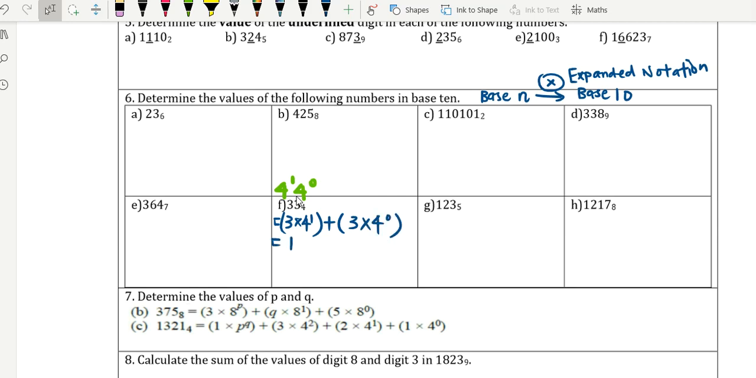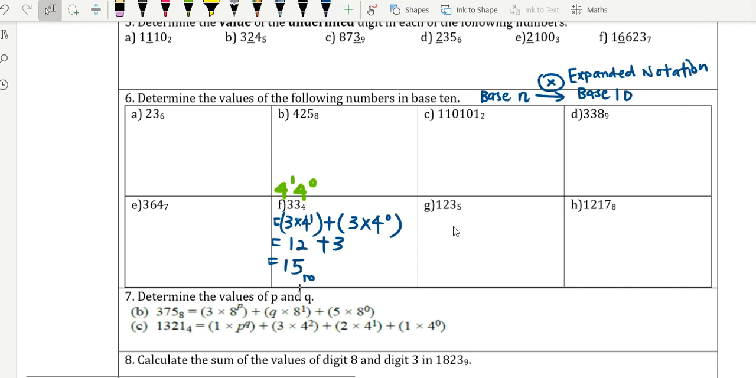Okay, you solve it. 12 plus 3 times 4 to the power 0, which is always equal to the value 1. Take note here, it's not equal to 0, it's equal to the value 1. So plus 3 equals 15. This 15 is the value in base 10. So 33 in base 4, actually the value is only 15.